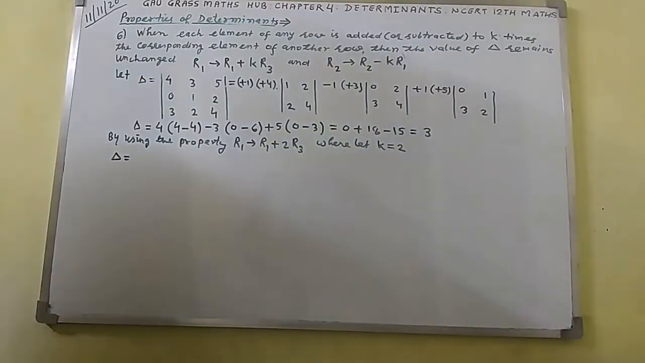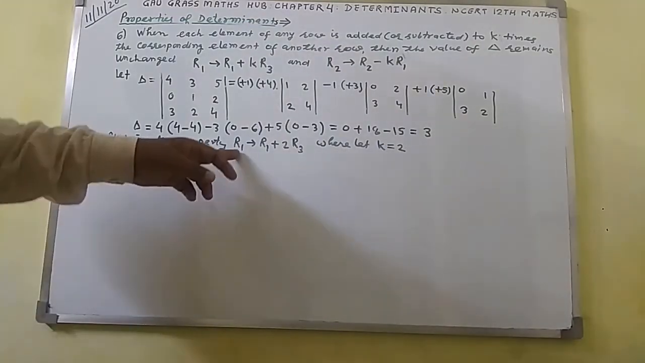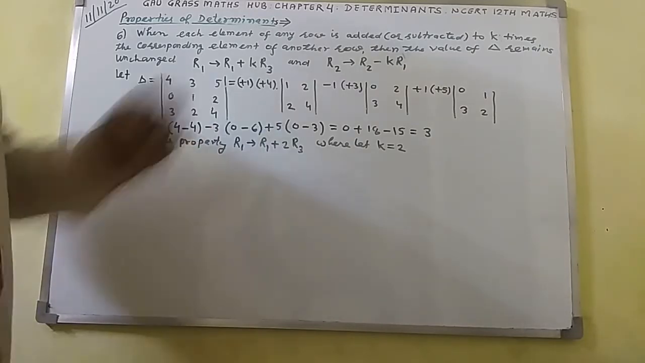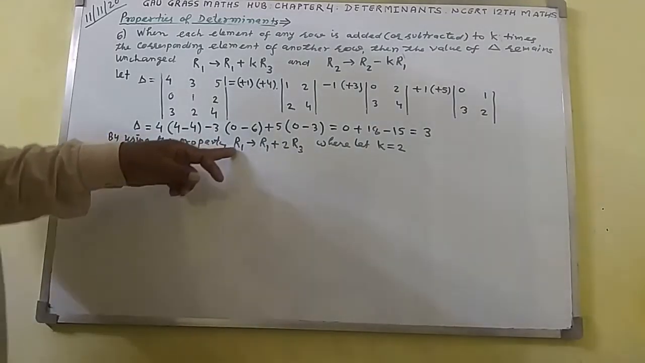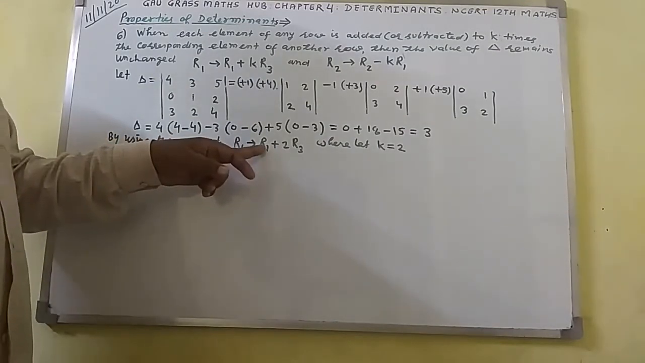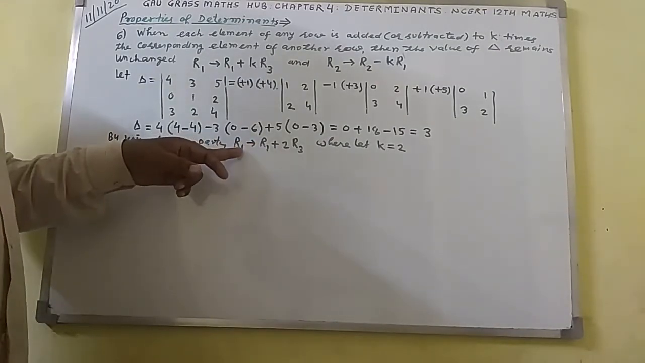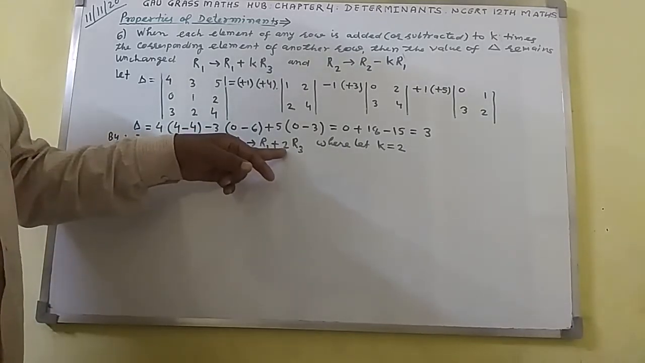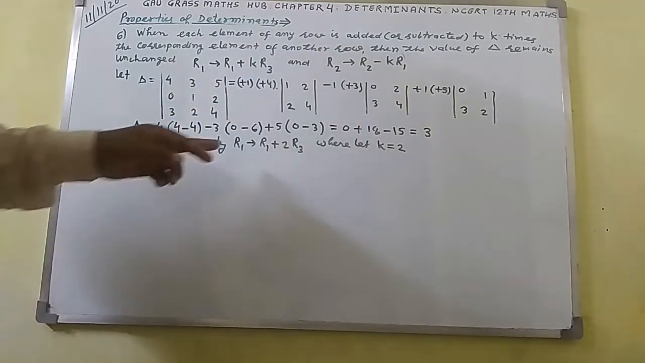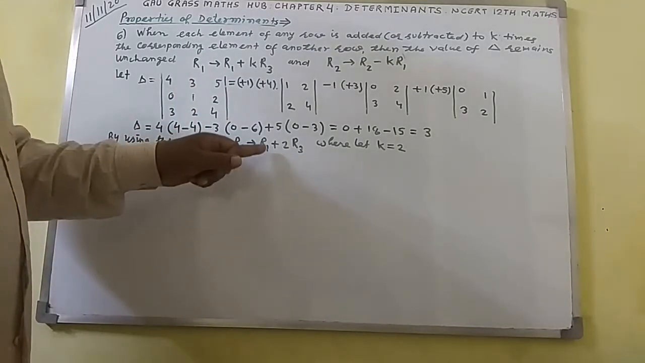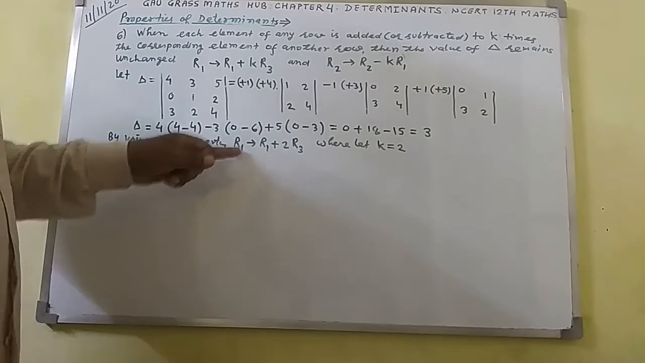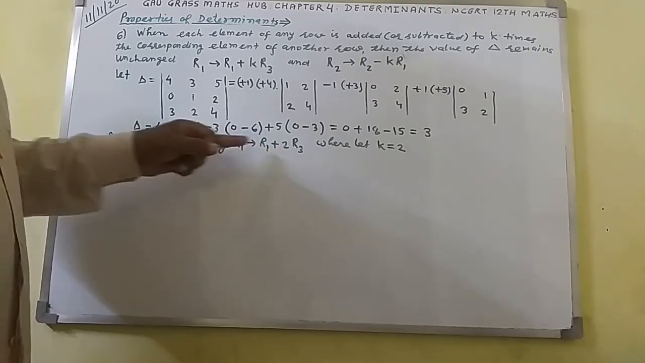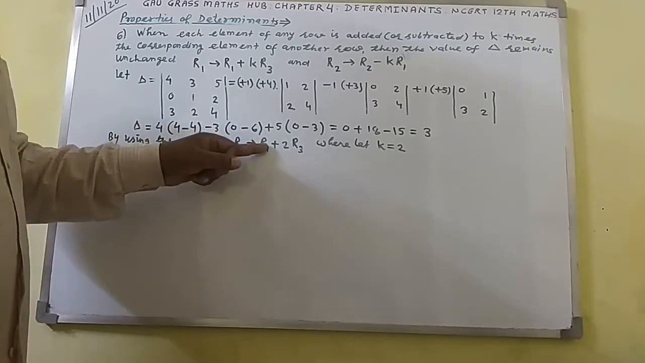Let us see. Here you can see R1 goes to R1 plus 2 times R3. Here R1 is there, so here you will write R1. Here R1 is fixed. After that, write minus plus whatever signs may be there. But here R1 is there, so here R1 is fixed. Here C1 is there. Here C1 is fixed. Here C3 is there. Here C3 is fixed. Here C1 is there. Here C1 is fixed.